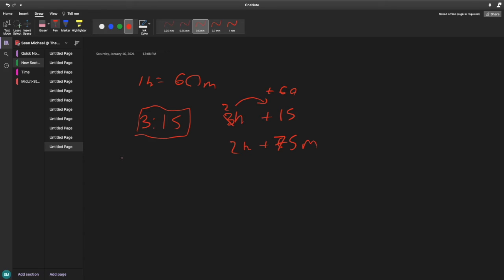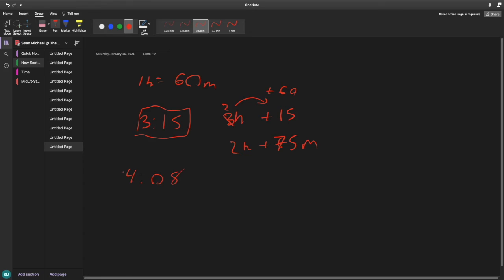So just for another example, if we had 4 hours and let's just say 8 minutes, and we needed to regroup, we could take one of these hours and bring the 60 over, because we're converting 1 hour into 60 minutes, and we could add 60 to this. So we add it on, and we'll end up with 3 hours and 68 minutes. And this allows us to subtract more.